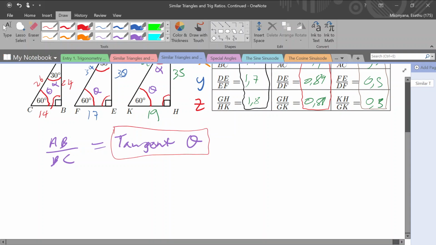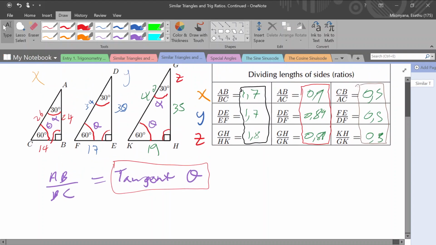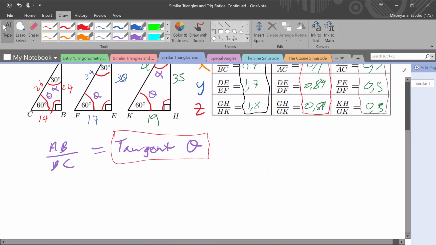Now remember that I said that these ratios will always be the same for any triangle. So it means as long as theta is the same, this ratio here will always be the same, regardless of how big the triangle is. AP can change because the triangle is bigger, and BC can change, but this ratio will always be the same. And that's very important because it's what we've shown here with three triangles, that these ratios, when divided, will always be the same.